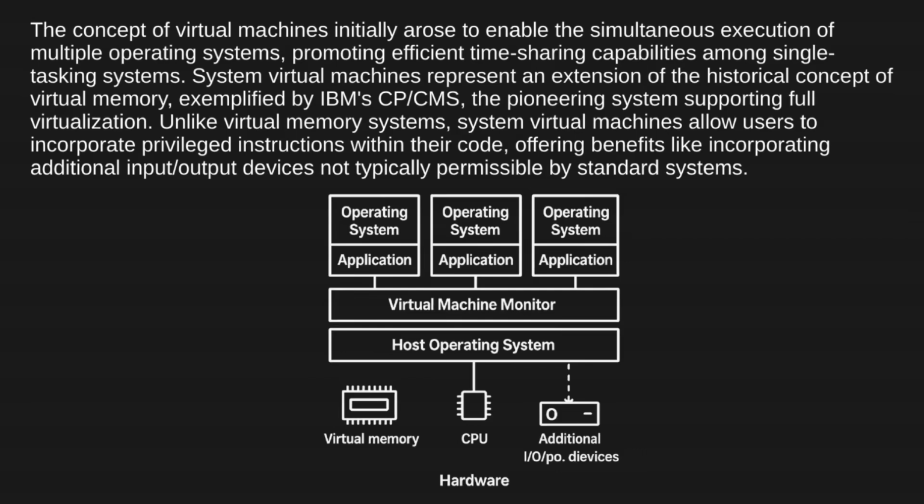System virtual machines represent an extension of the historical concept of virtual memory, exemplified by IBM's CP/CMS, the pioneering system supporting full virtualization. Unlike virtual memory systems, system virtual machines allow users to incorporate privileged instructions within their code, offering benefits like incorporating additional input/output devices not typically permissible by standard systems.